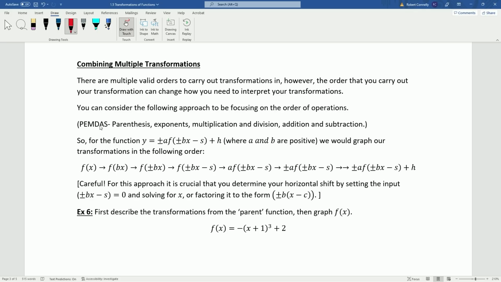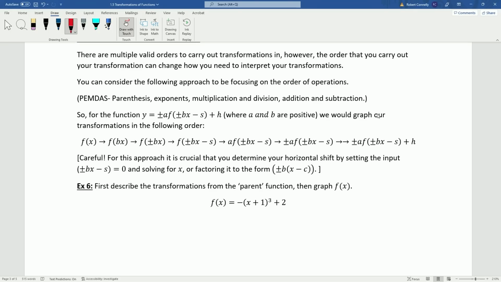So if we have a function like this, which looks very complicated, y equals plus or minus a times f of plus or minus bx minus s plus h, where a and b are positive, we would graph our transformations in the following order. So we go from f of x to f of bx because we're inside the parentheses, so we have to deal with everything inside parentheses first. And this is multiplication by x. So that's the first thing that's going to happen inside this parentheses, the multiplication by x.